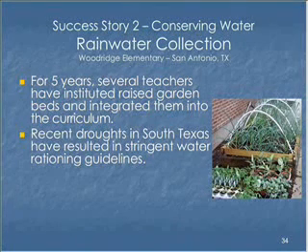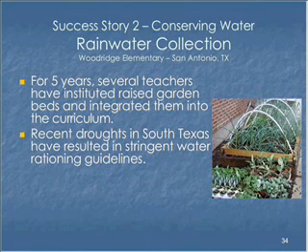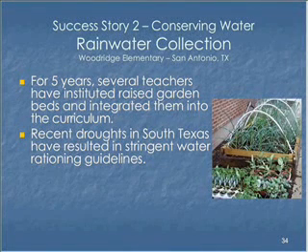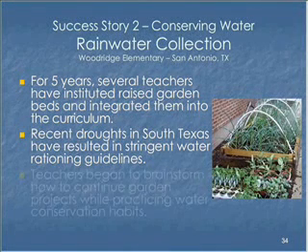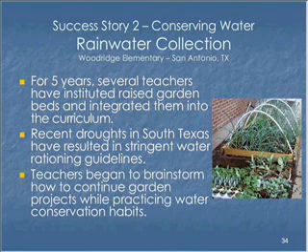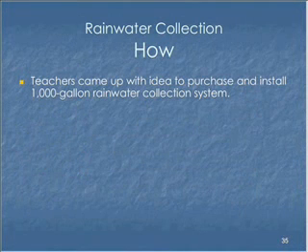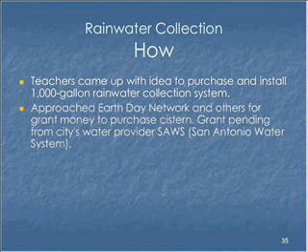However, recent droughts in South Texas have resulted in stringent water rationing guidelines, which caused the gardening program to become costly and irregular. So the teachers began to brainstorm how to continue garden projects while practicing water conservation habits. These teachers also applied for a grant with Earth Day Network. They came up with the idea to purchase and install a 1,000-gallon rainwater collection system, and we gave them some seed money to move forward with this project. They also have grants pending from the city's water provider, and they have also done some research on their own.